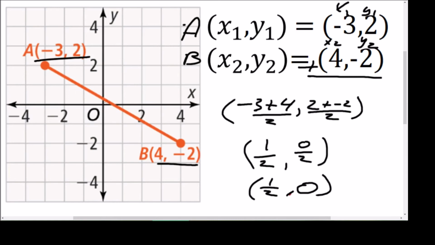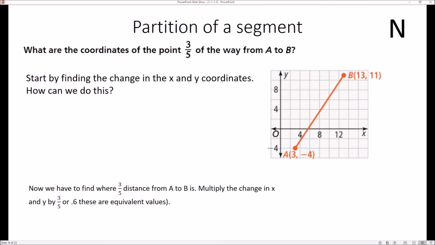Now let's mark it on the graph. My y value is 0. My x is 1/2. So I'm going to go 1/2. So here's 1, 1/2 is right here. And I'm going to go up 0. That is our midpoint of this line. All right, let's look at the partition of a segment. It's very similar.